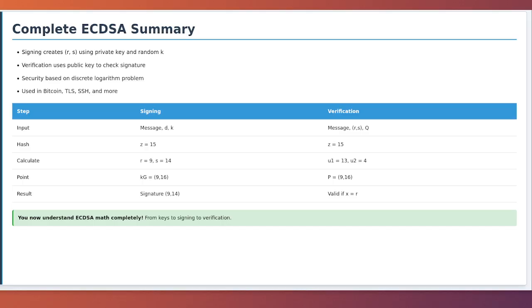ECDSA is used throughout the digital world. Bitcoin uses it to sign transactions, proving ownership of funds. TLS and Secure Sockets Layer use it to authenticate web servers. SSH uses it for secure login. The security relies on the discrete logarithm problem, which makes it computationally infeasible to find the private key from the public key. With our small numbers, the calculations are easy to follow. In real systems using 256-bit numbers, the security is unbreakable with current technology.